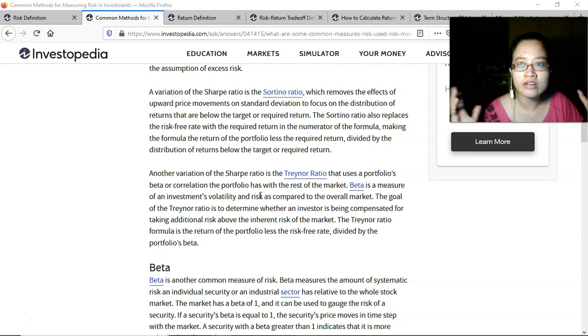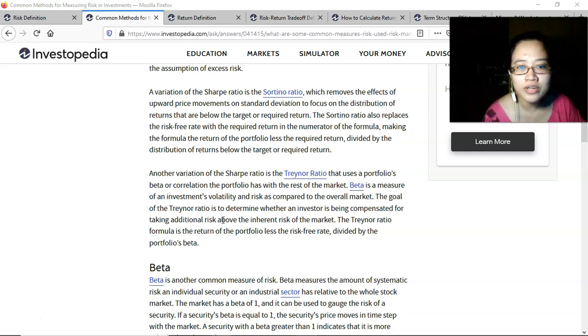You're going to compare it with the performance of the industry as a whole, or the performance of similar securities or similar types of investments. Okay, beta is a measure of an investment's volatility and risk as compared to the overall market. If it's performing near the industry average, then that's good. If it's performing below, then it's essentially a bad investment. But if it's doing better than the industry average, then that's a great decision to invest in that.